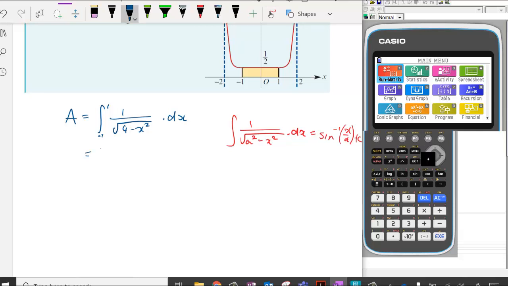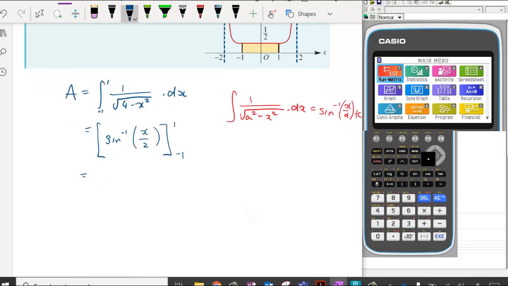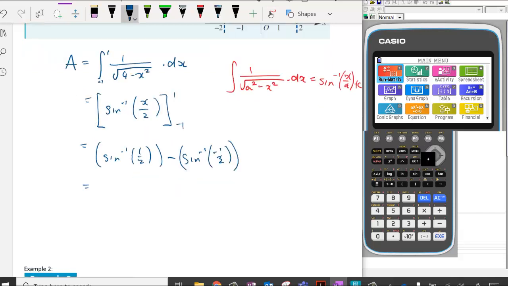So what we're looking at is a must be 2, and so we have arc sine of x on 2 between 1 and -1, which means we end up with arc sine of 1/2 and subtract arc sine of -1/2. Now arc sine 1/2 is simply going to be pi on 6. Arc sine of -1/2 will be negative pi on 6. And so we end up with 2 pi on 6, or pi on 3 units squared.